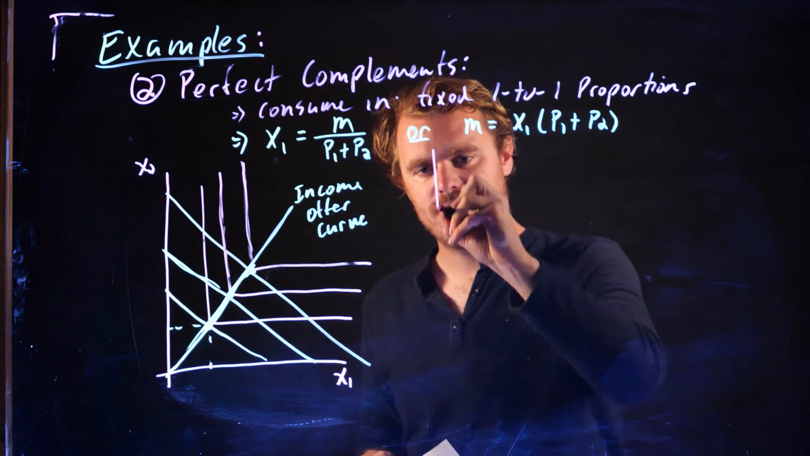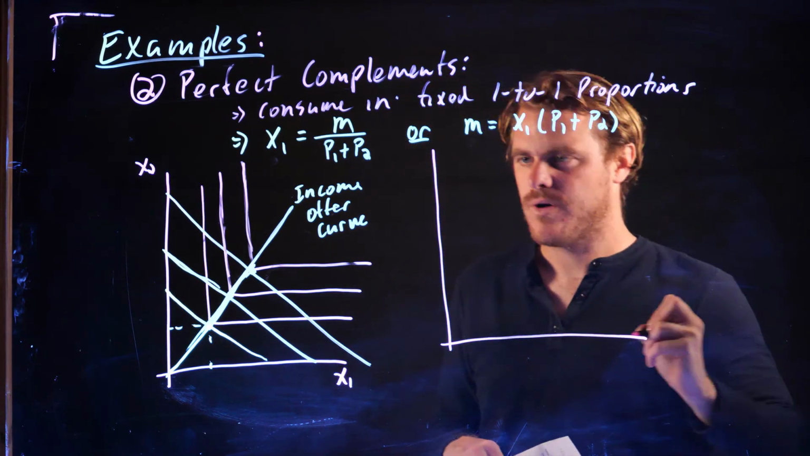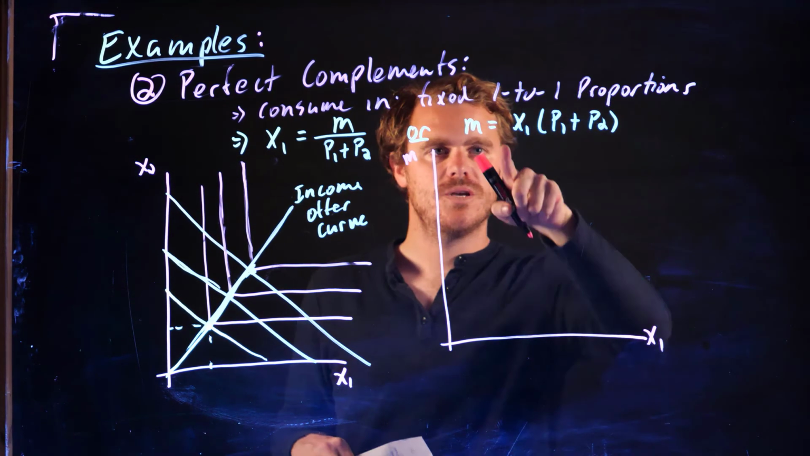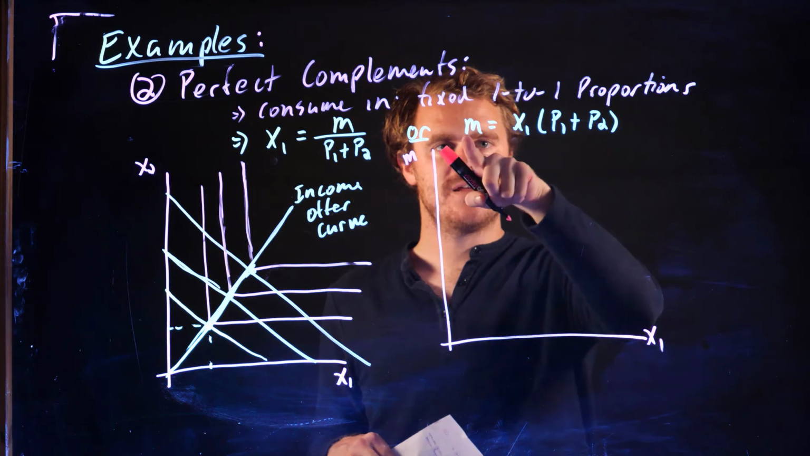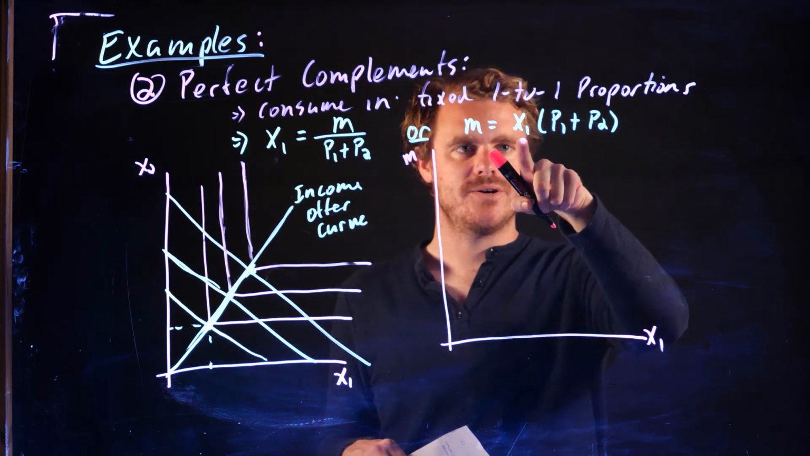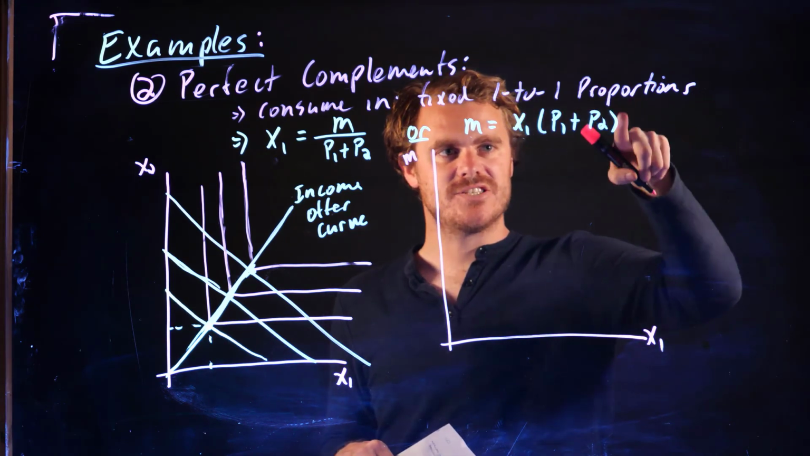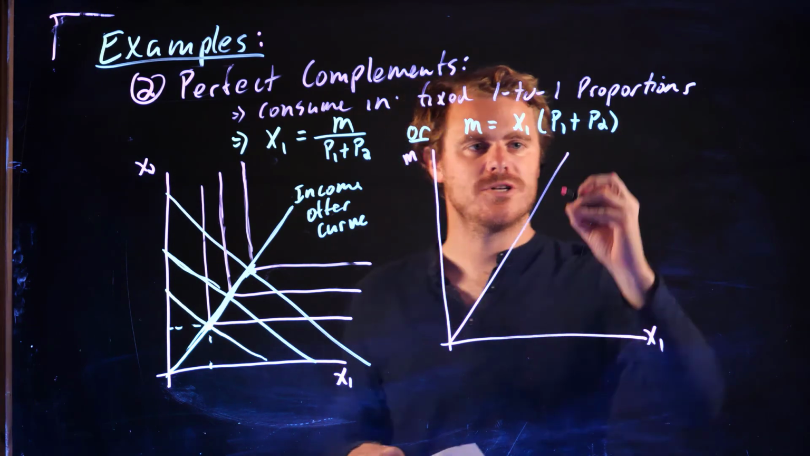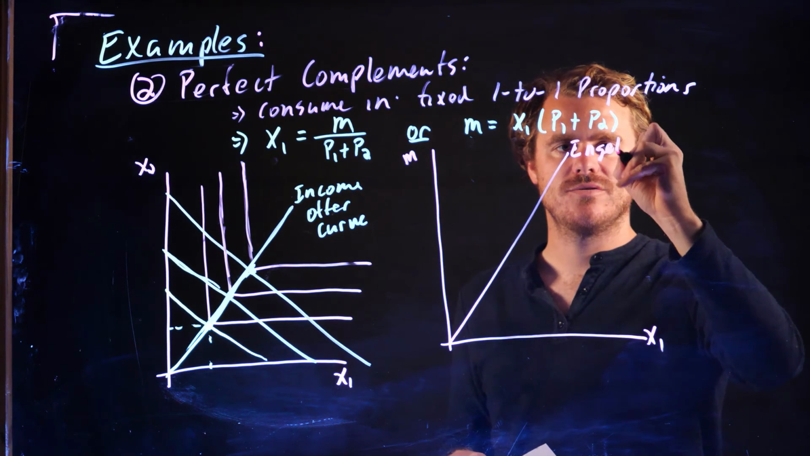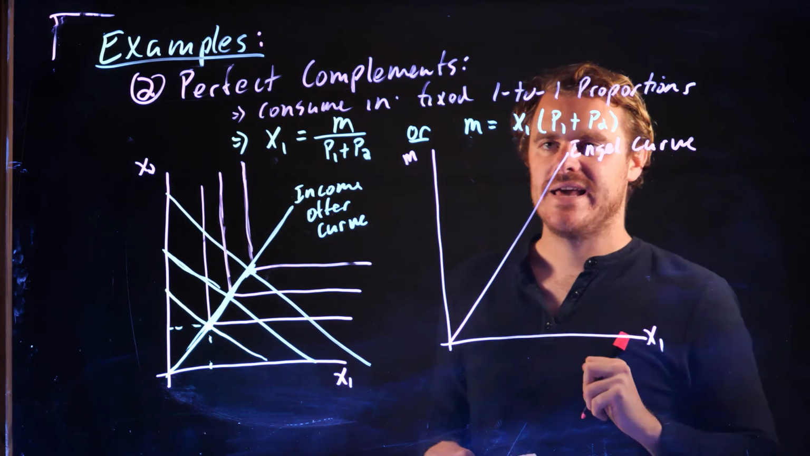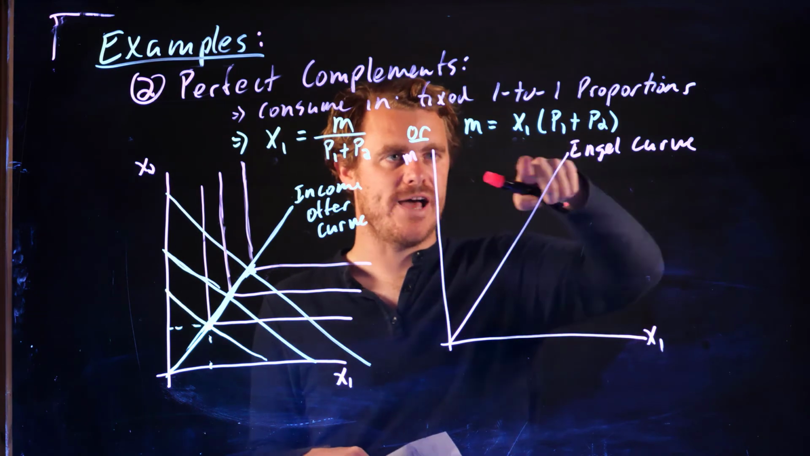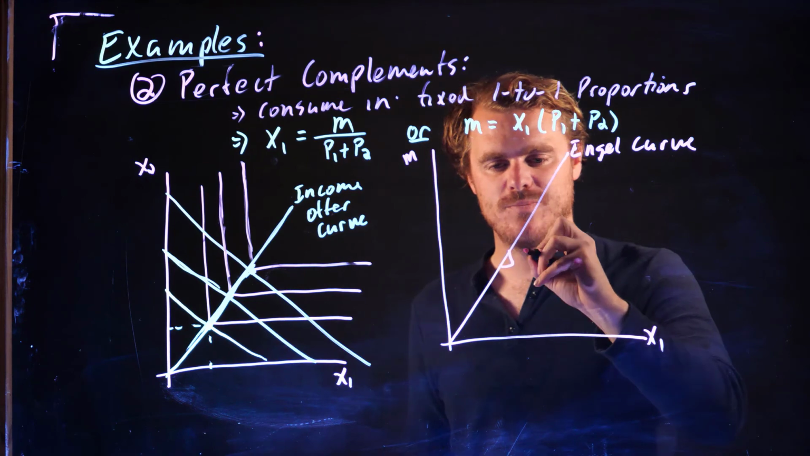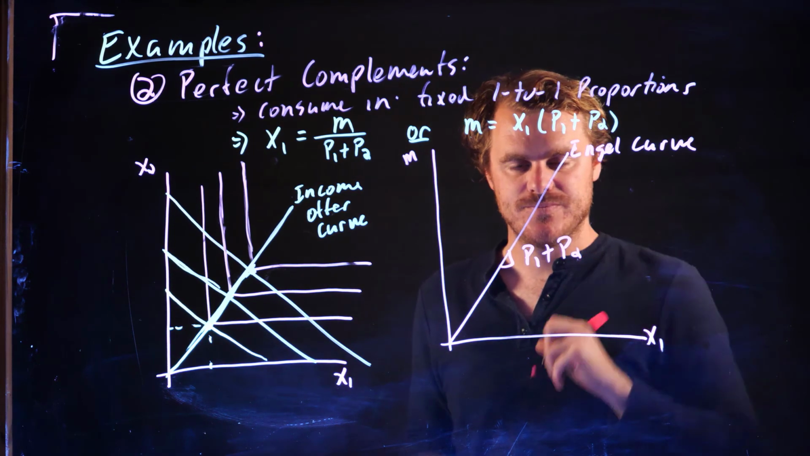And so if we wanted to draw the Engel curve, remember that's a relationship between income and the amount of good 1, we can look at this. If income equals 0, the amount of good 1 equals 0, and then it has a slope of P1 plus P2. So again, we have this line that comes out of the origin. So this is the Engel curve. And as income goes up, we have more of these goods. We're going to buy more of good 1. And the slope is going to be P1 plus P2.